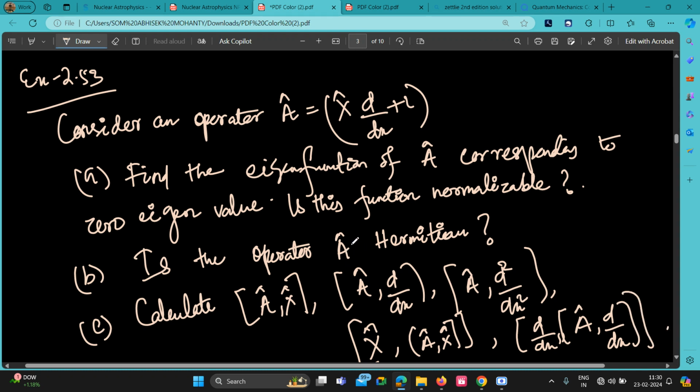Okay, we have to take the operator A equal to x d/dx plus 2. Find the eigenfunction of A corresponding to zero eigenvalue. Is this function normalizable? Is the operator A Hermitian? Calculate this. Let's try this question.